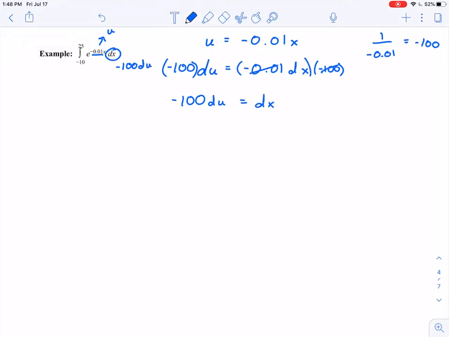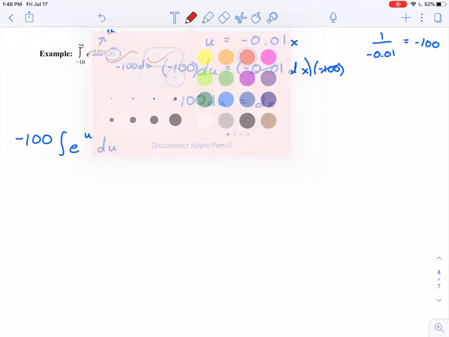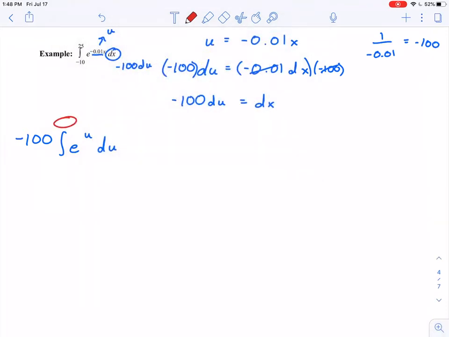So let's perform our substitution. The negative 100 is a constant multiple, so we can bring that out front right away, times the integral of e to the u du. So I performed my substitution. I now need to rewrite my limits of integration. So we'll take those off to the side over here.